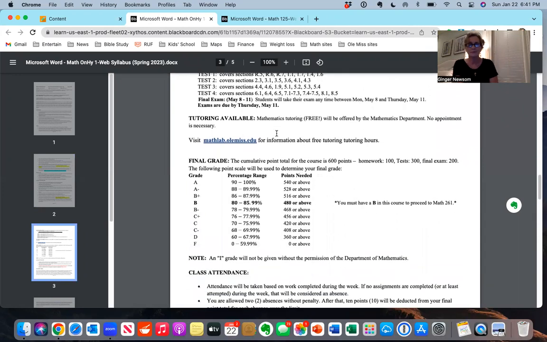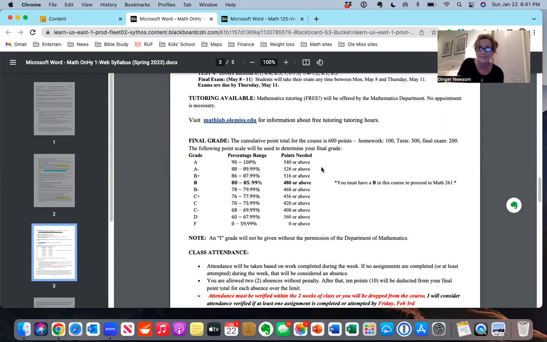Okay, tutoring available. There's free tutoring available. And since y'all are online, I'm sure there's some kind of Zoom, a chance to hop on Zoom. I will update that, and in Blackboard, I have a link about tutoring, and I'll make sure that's updated for you. This is, I think, the site that you go to, that Robert, who's in charge of tutoring, keeps updated for you. And I will put this also on Blackboard.